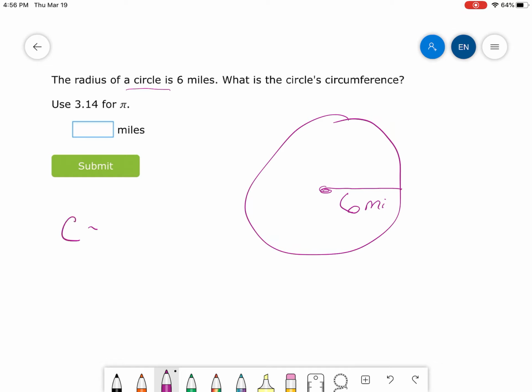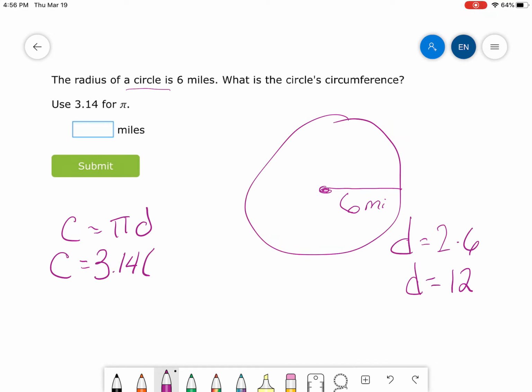So I'm going to write the formula, and then I'm going to plug in. So we have C is equal to, it tells us to use 3.14 for pi, times the diameter. This problem gave us the radius, so I need to find the diameter, which is 2 times the radius. So the diameter is 12. I'm going to plug that 12 in here. When I multiply 12 times 3.14 on my calculator, I get 37.68. So 37.68 miles is my answer.